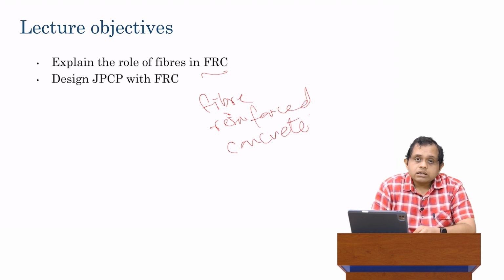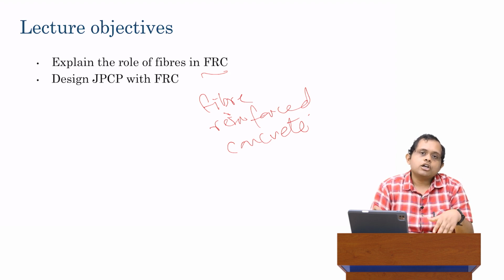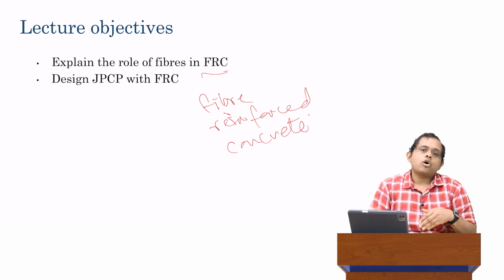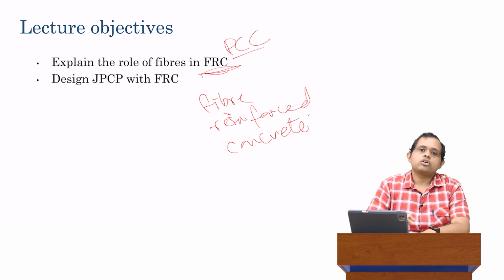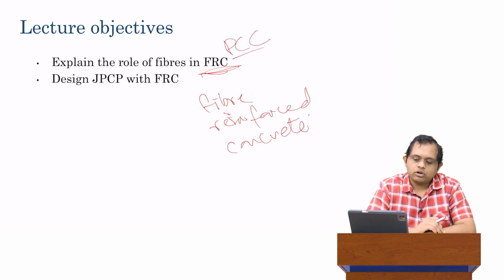FRC is a material, it's not a type of pavement. So JPCP, JRCP, CRCP, PCP, these are types of pavements. They're all made of plain concrete, or they can be made of fiber reinforced concrete. The opposite of FRC, that is without any fibers, would be just PCC, Portland cement concrete, or just CC, cement concrete. So FRC is particularly if we add fibers.